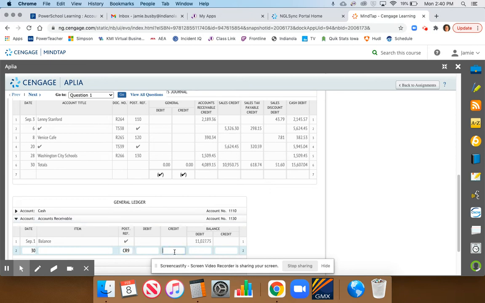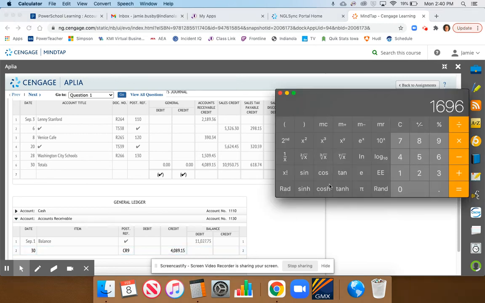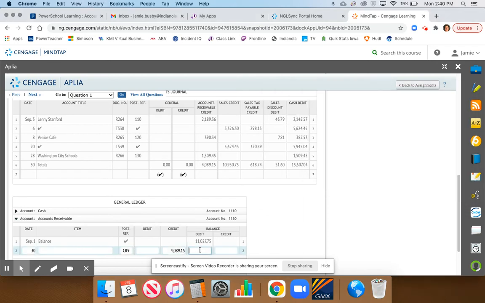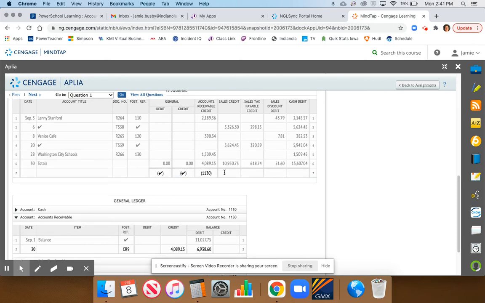It is a credit of $4,089.15. We had a debit balance, so the credit we will subtract. So our new balance for accounts receivable is $6,938.60. Finally, take account number 1130 back up into our journal. And you'll follow that same procedure using our 5 steps of posting for each of the special amount columns.